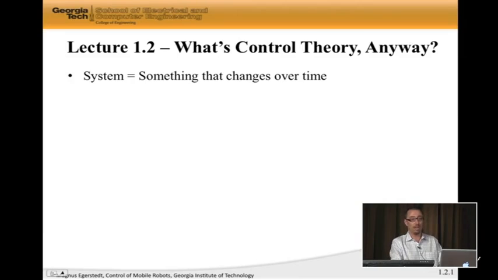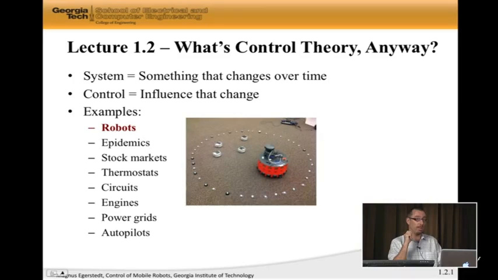This could be a car that's moving. This could be the price of a particular stock. But ultimately, controls is dealing with how we can influence this change of the system. Some examples, and we're going to see all of these in the class, of systems that one can control would be robots, epidemics, where you could come up with vaccination strategies, stock markets, thermostats for keeping the temperature pleasant indoors, electrical circuits, DC engines, power grids, or autopilots on aircraft.